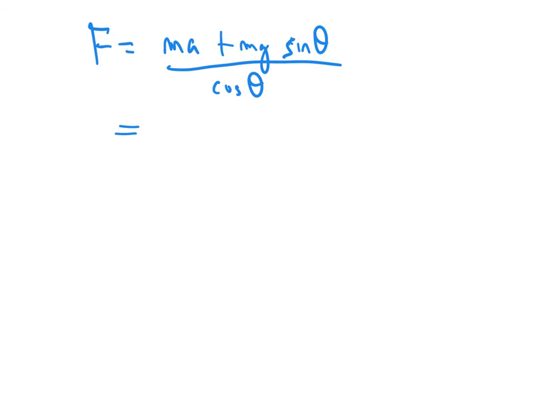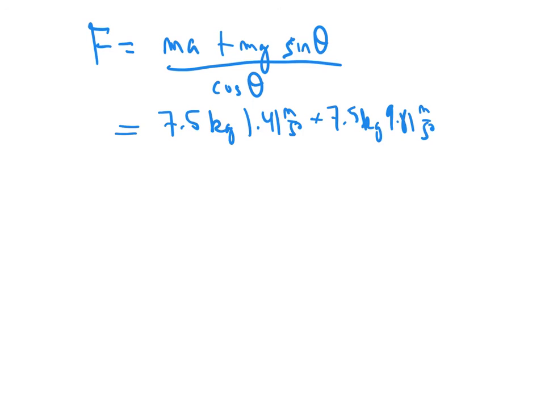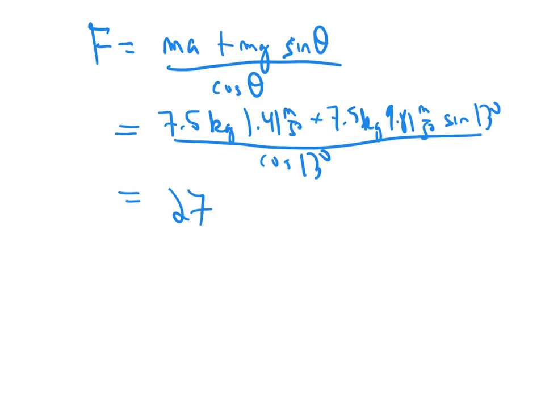So now we just start plugging in some numbers. We have a 7.5 kilogram mass times an acceleration of 1.41 meters per second squared. We have the same 7.5 kilogram mass now times the free fall acceleration constant of 9.81 times the sine of 13 degrees, all over the cosine of 13 degrees, which is complicated on your calculator, but not impossible. The final answer comes out to be 27.8 newtons. So we'd have to push horizontally at that rate, at that force, to cause the described motion to occur.